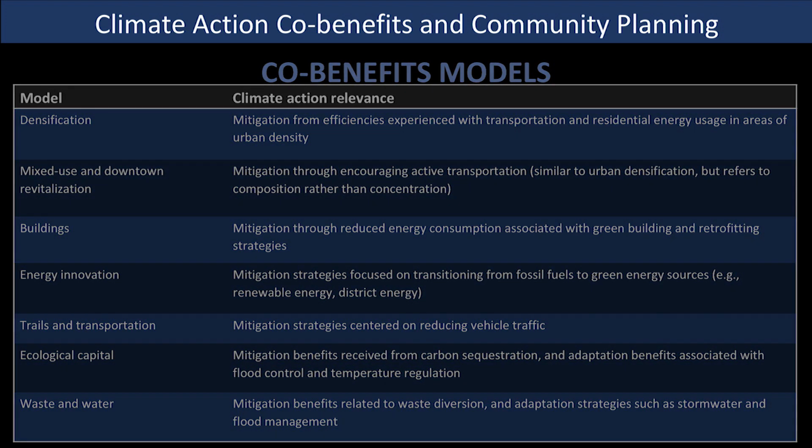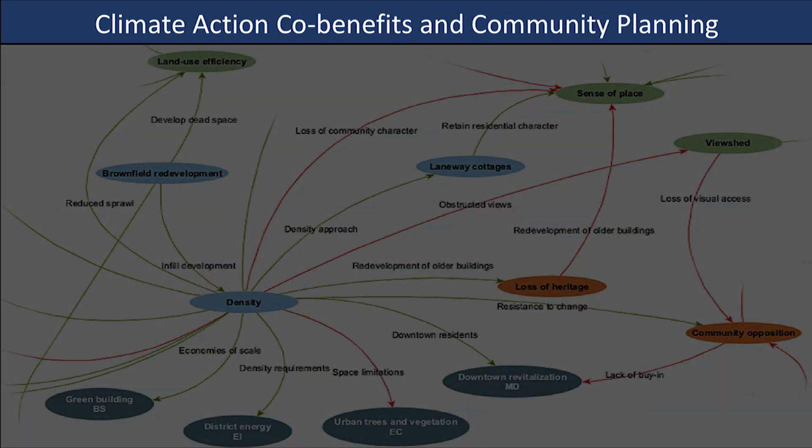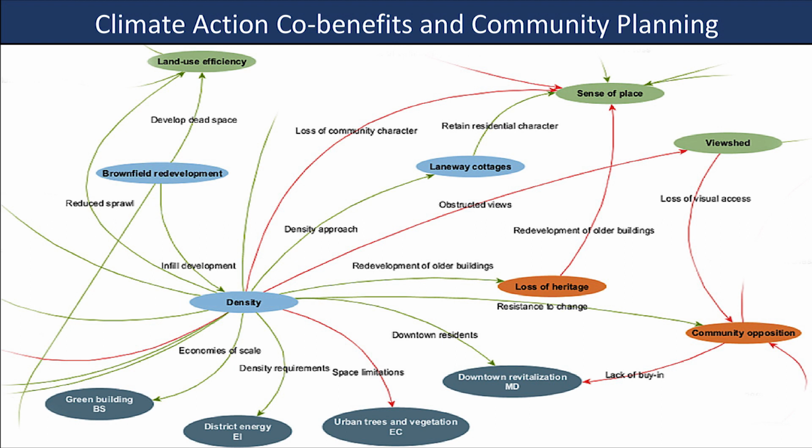So I won't be able to go through the entirety of these models. I mean, there's just a lot there, but to show you a bit of an example of what's going on, this would be our density model right here. And as you can see, green connector benefits to land use efficiency, so densify rather than sprawl. The density model also connected with a lot of other models. There's a lot of other strategies. So developing green buildings when you densify. And also, as I was mentioning, it is linked to downtown revitalization. Density was also kind of a necessary requirement for district energy systems.